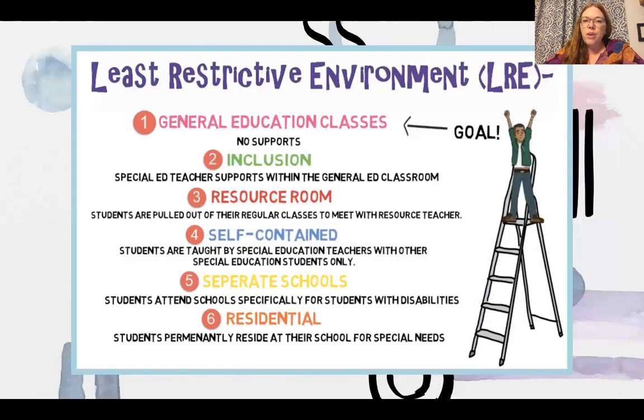The least restrictive environment, we're going to look starting at the bottom of this pyramid and working our way up to the least restrictive. So some kiddos are serviced in residential facilities. So they either reside at their school or they are educated in their own homes. Some kiddos go to separate schools. So looking at number 5, these are students that attend schools that are specific for other children with disabilities. So they don't really have the opportunity to engage with their same age peers without disabilities.